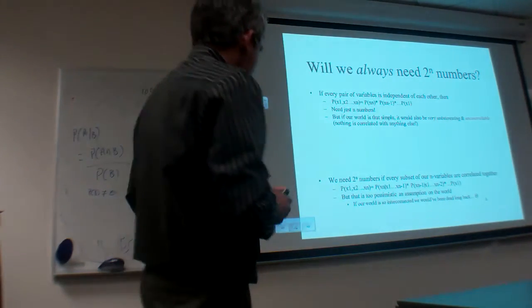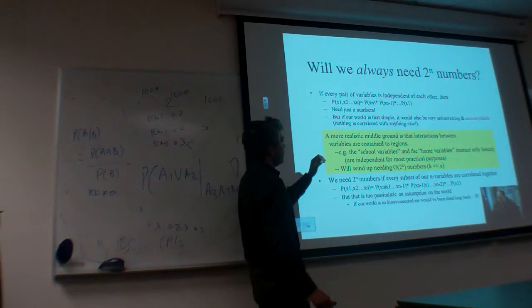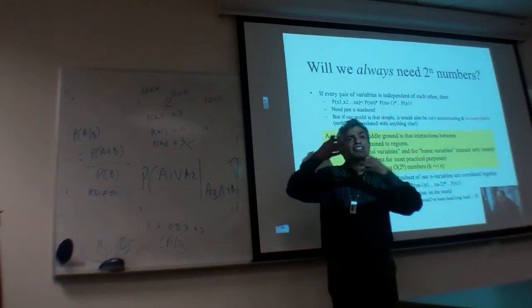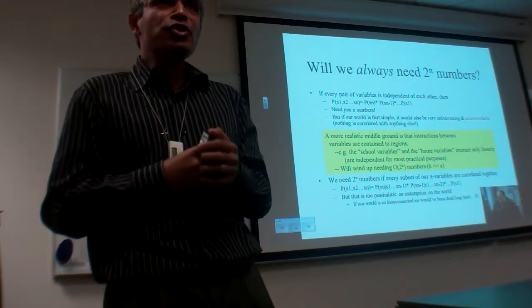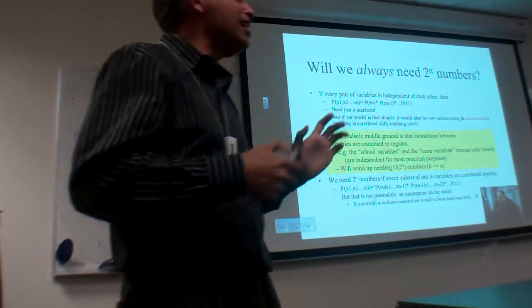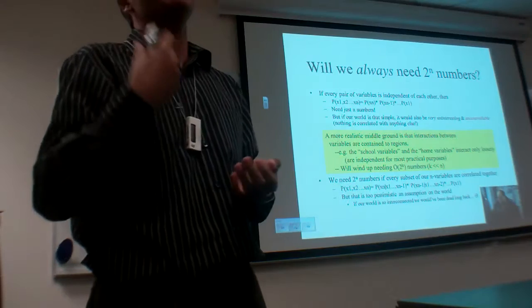So what we really want are worlds, a more realistic middle ground, where interactions between variables are somehow contained to regions. And so certain subsets of variables are independent of certain subsets of variables, given certain subsets of evidence.